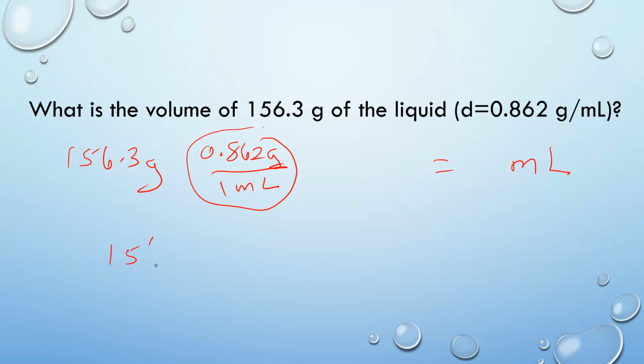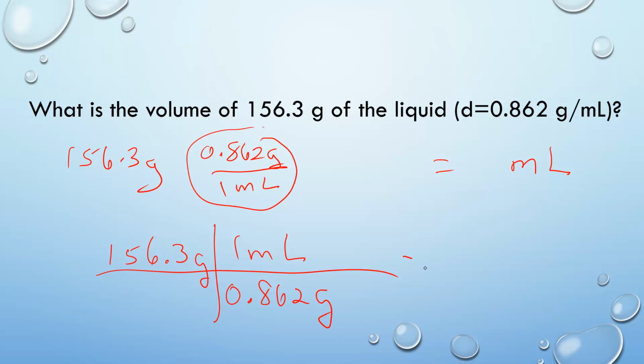So we have 156.3 grams, put it in our problem, use the reciprocal of our density, 1 milliliter on the top, 0.862 grams on the bottom. Grams over grams will now cancel each other out, and we're left with the units of milliliters, which is what we want. So we once again didn't have to think too much about this problem. We wrote the information down. Notice that our units weren't coming out right, so we flipped our conversion factor upside down, canceling out our units and ending up with what we want.